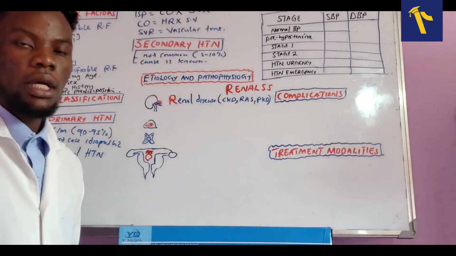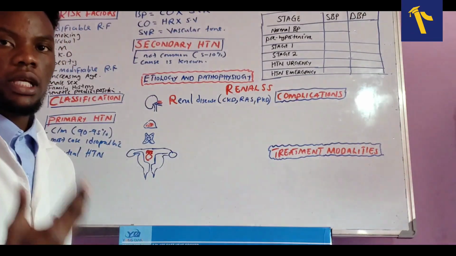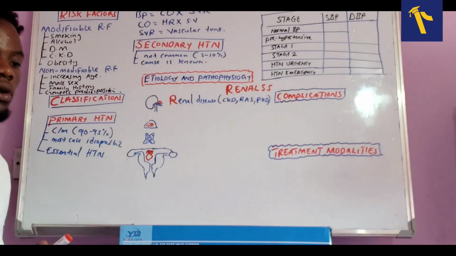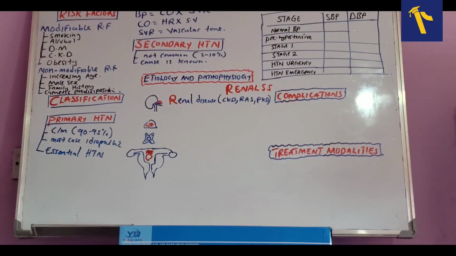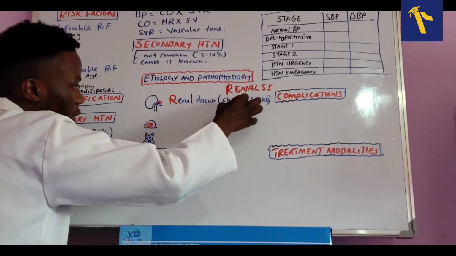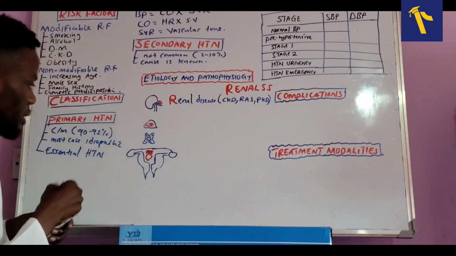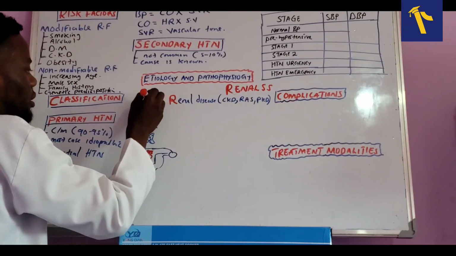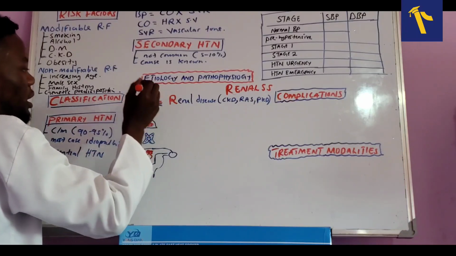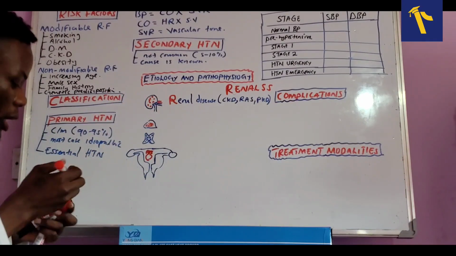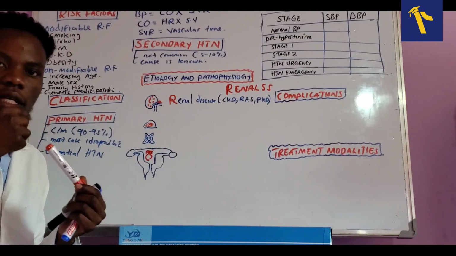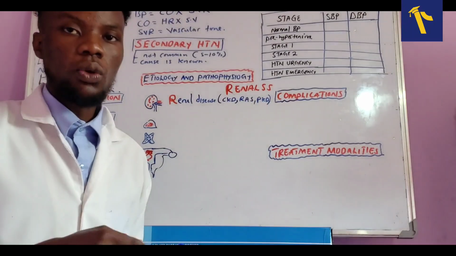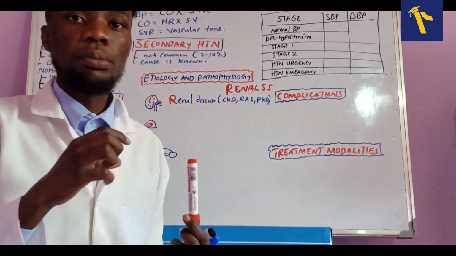Now remember what I said. If I talk about the cause or the etiology, I need to talk about the pathophysiology of those causes. Since these are the renal causes, as you can see in this diagram, they are affecting these kidneys. Now what happens is like this. If the kidneys are affected, basically remember the GFR, glomerular filtration rate, is also going to be affected.